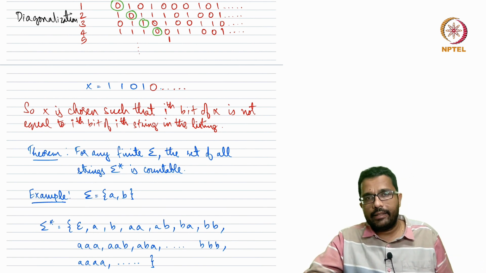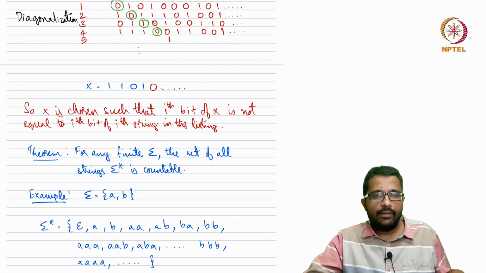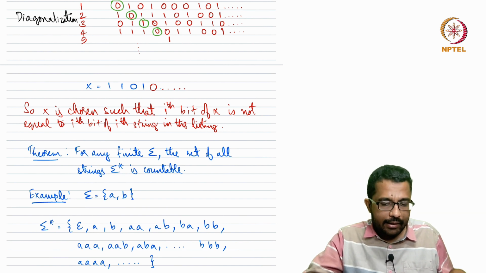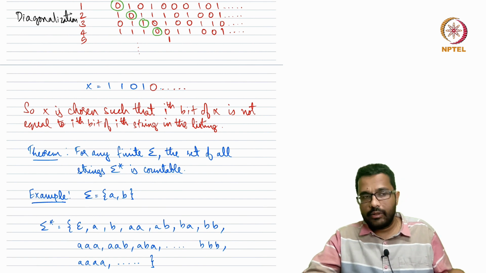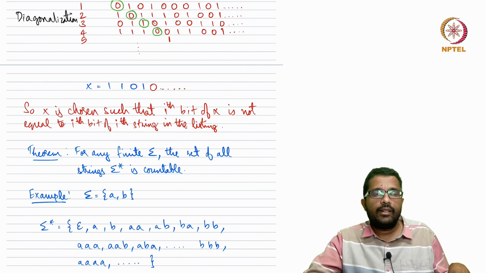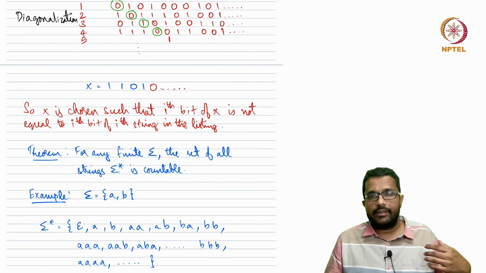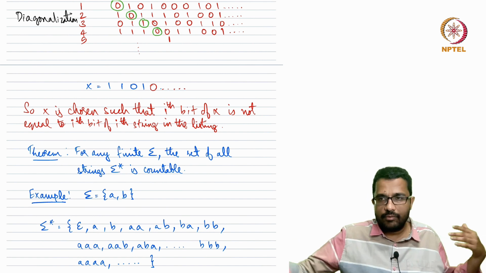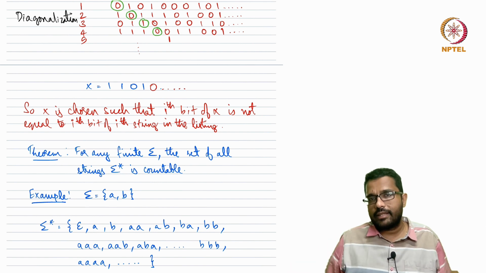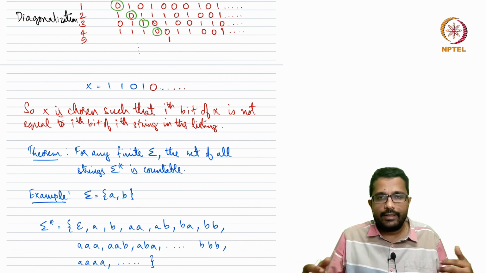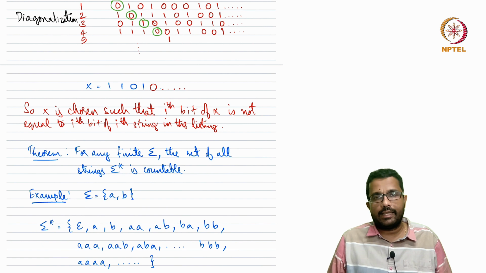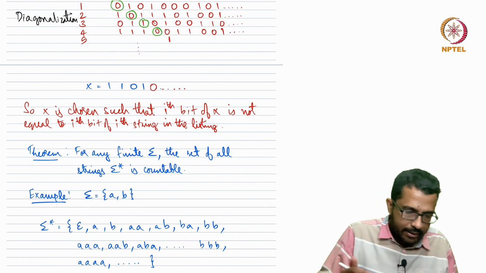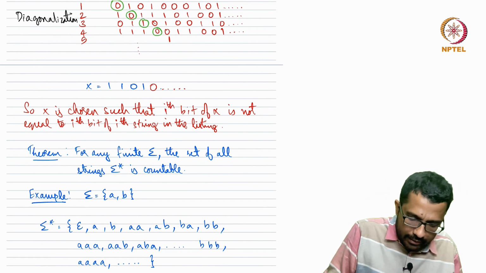All of these were finite. So, let us take a finite sigma, a finite alphabet. Then the set of all strings, right? Given any finite sigma, the set of strings will be infinite, because you could have infinitely long strings, or you could have finite strings, but of infinitely many possible lengths. So, this theorem says that the set of all strings is countable, not uncountable, countable.